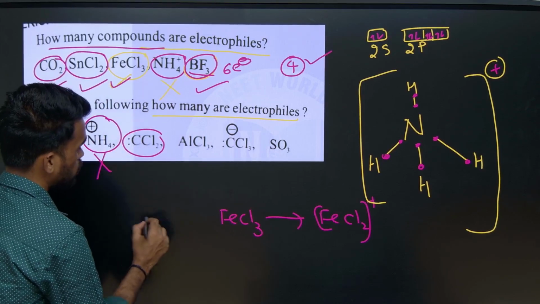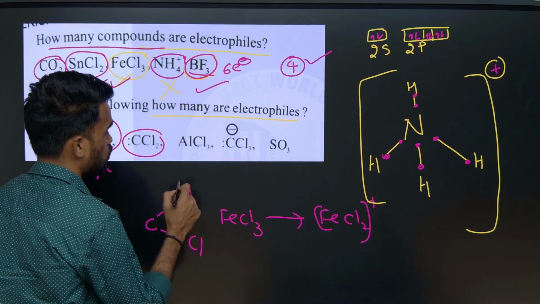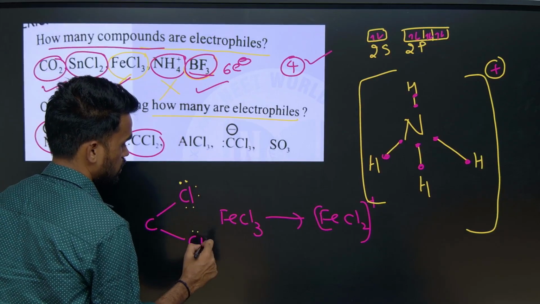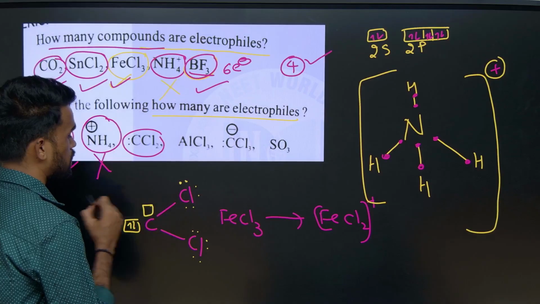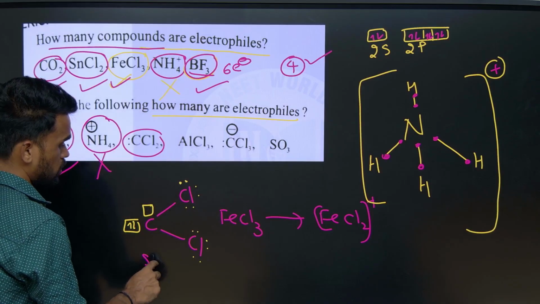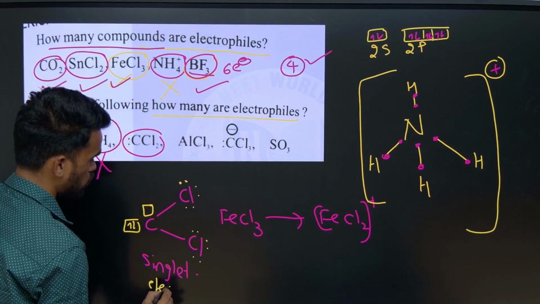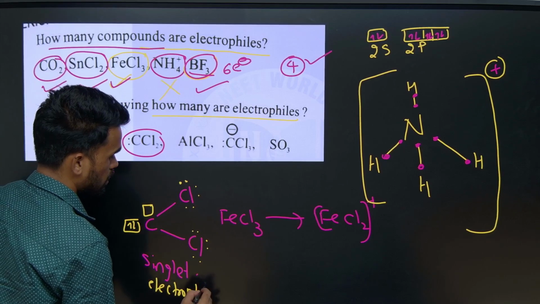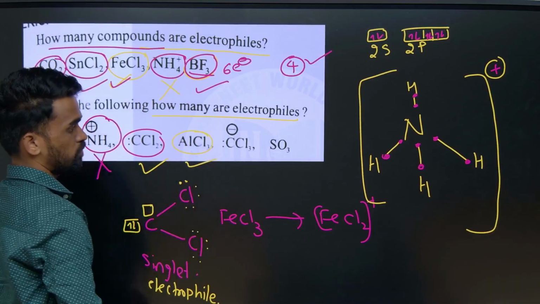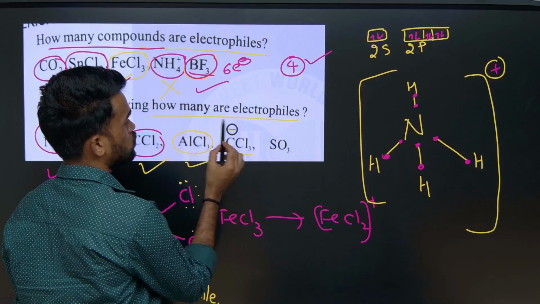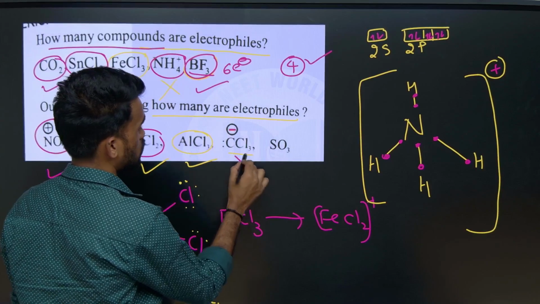See, CCl2, I told you that the attached atom contains lone pair electrons on it like this. I told you singlet carbenes are more stable than the triplet carbenes, right? So this is singlet. I told you singlet carbenes are electron deficient, so we can say these are electrophiles. We discussed this at the beginning of this session. So this is also an electrophile. AlCl3 is also an electrophile, I told you. See, CCl3 with a negative charge, I told you species with a negative charge cannot be an electrophile. So this is not the one.